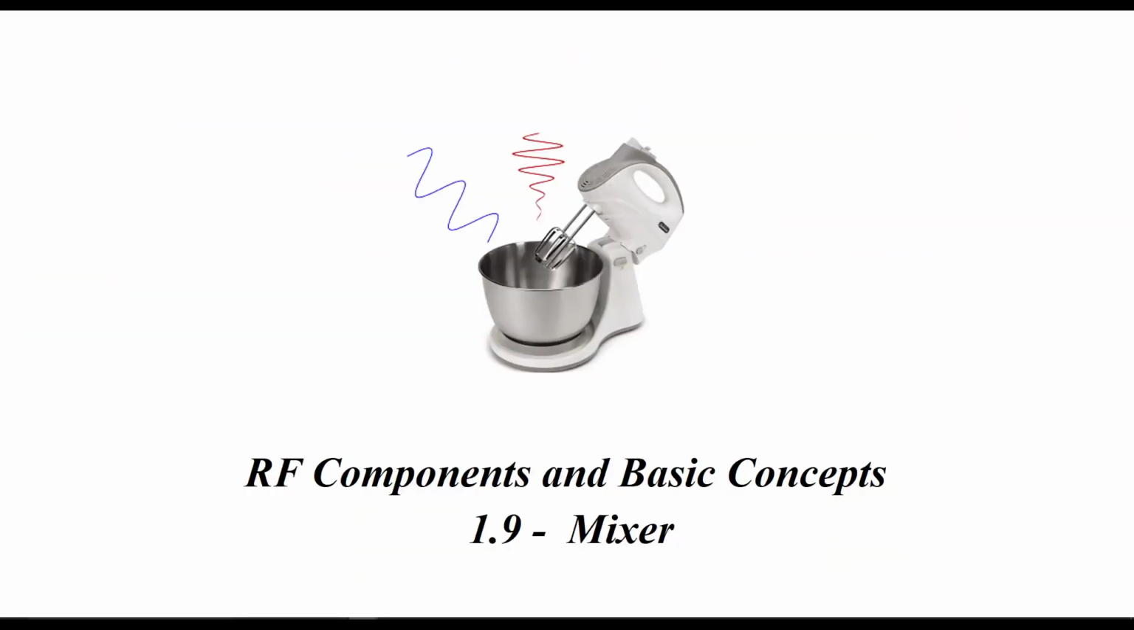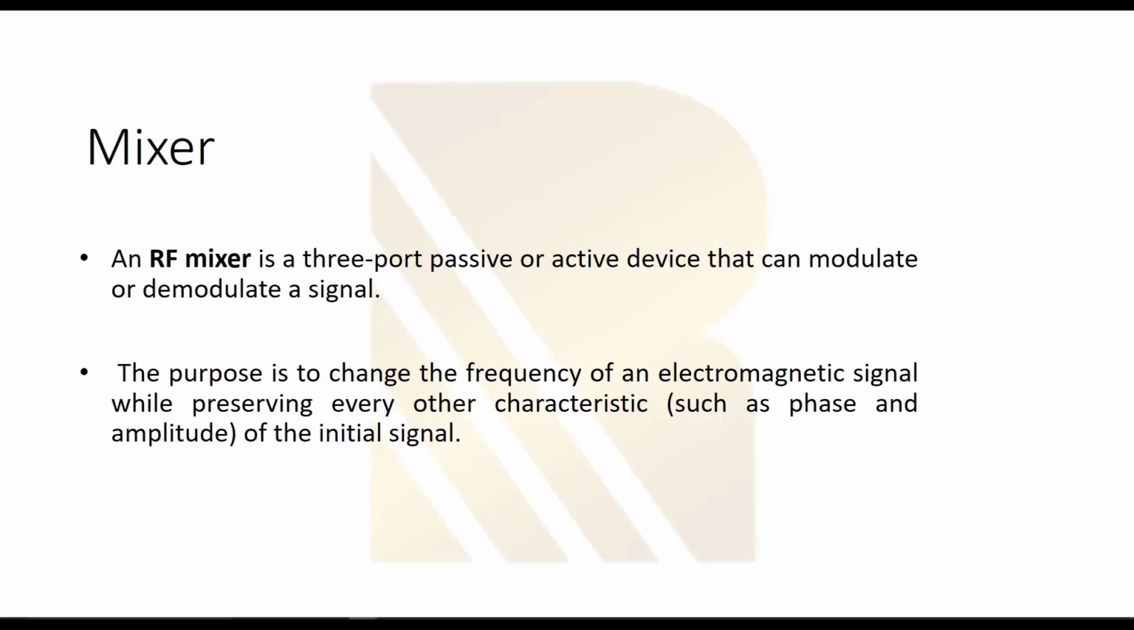In this section, we are going to discuss the mixer, which is one of the most important blocks used inside transmitter and receiver. So what is a mixer? It's a 3-port passive or active device that can modulate or demodulate a signal. And also we can say it's used for up conversion and down conversion. We are going to talk about this in upcoming slides.